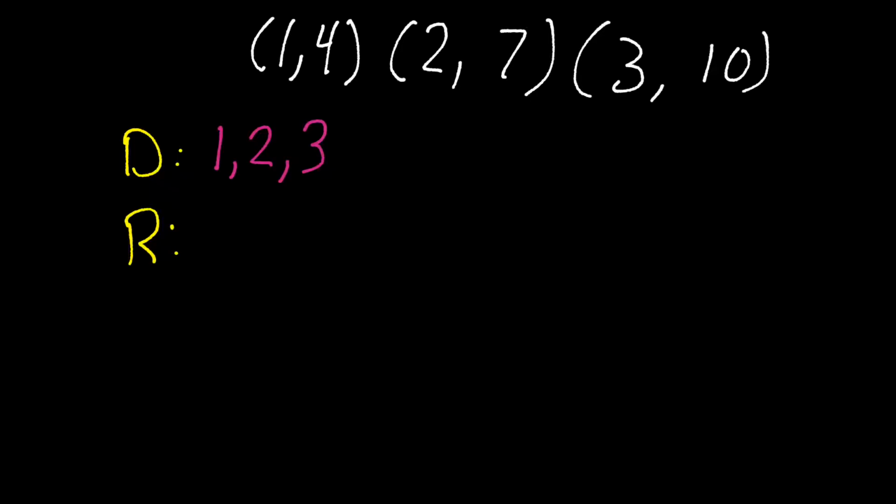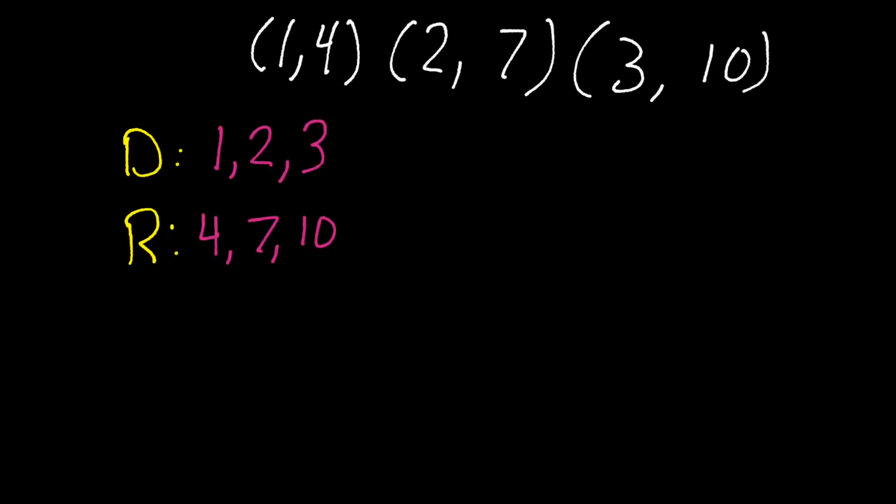Our range, R, is all of the y values. That's 4, 7, and 10. So our range is 4, 7, and 10. And that's how we find our domain and our range. We look at our x values, that becomes the domain, and we look at our y values, that becomes our range.